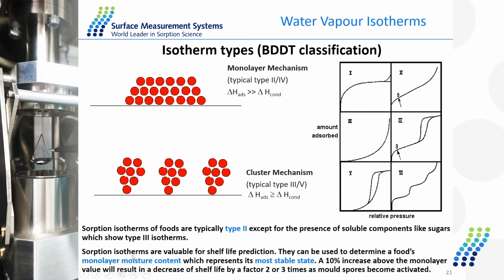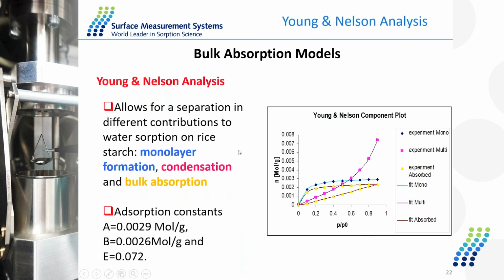And the monolayer moisture content can be considered as the most stable state. So we can use the isotherm to predict or optimize the shelf life conditions. One of the popular equations we use is the Young and Nelson equation, to give a constant about how much of the monolayer or the multiple layer is forming on the surface. And the other constant gives an idea about the degree of interaction between the probe molecule and the surface of the material. So these are some useful parameters for the shelf life and the stability of food material with the stack method.